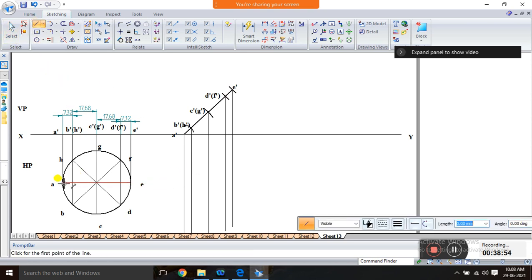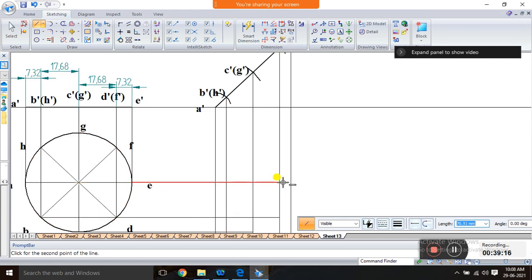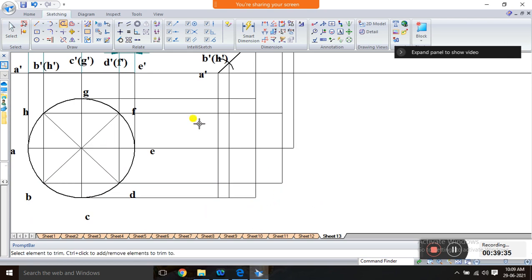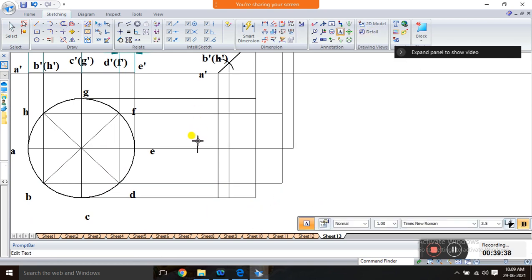So take the line and this A point intersect A dash, then B, then C dash, then D, then E, then F, G, H. Okay, so like this you have to join the points, and you have to give namings. After naming only go for joining.